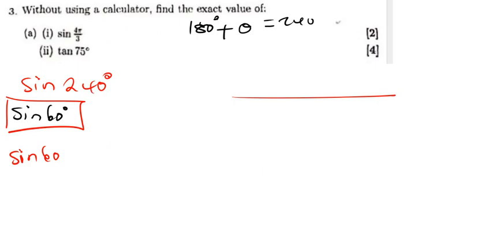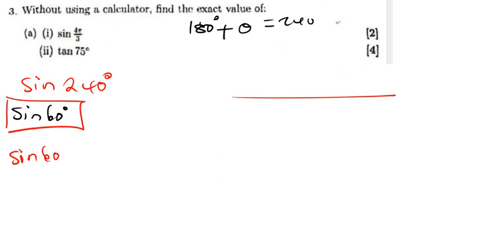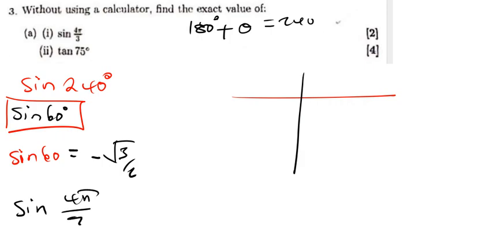Now, sine 60, I'll go back here. Sine 60 is root 3 over 2. So I'll come here and say root 3 over 2. But in the third quadrant, sine is negative, so the answer should be negative. Now I need to rewrite this: sine 4 pi divided by 3 is equal to negative root 3 over 2.